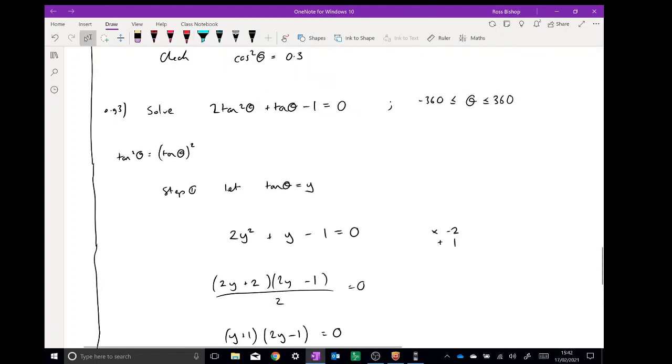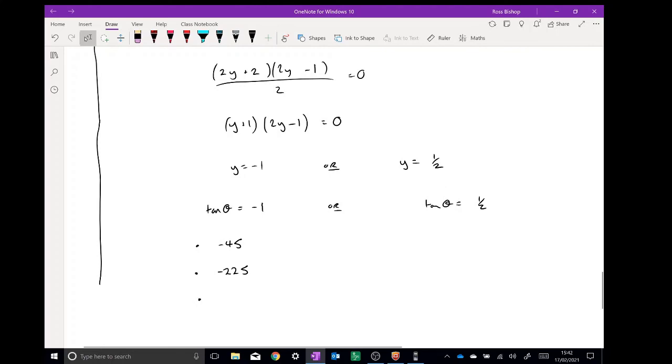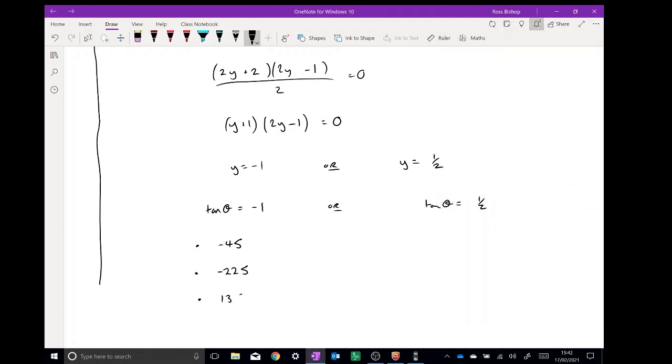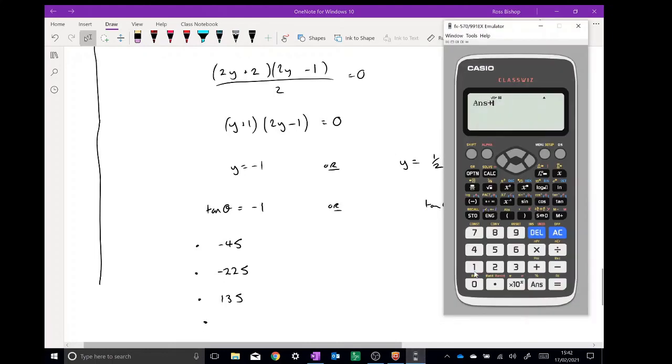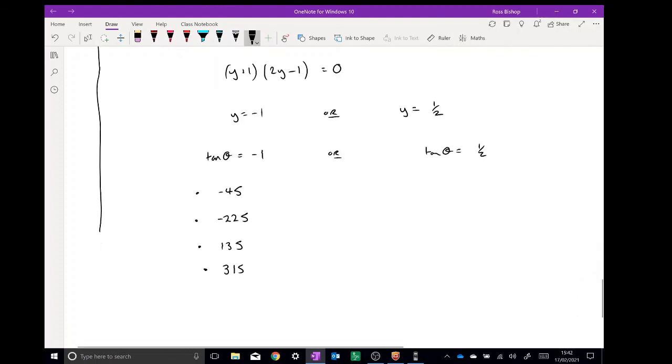Remember the range was this. You have to always refer back to the range at the start of the question. I could add 180 though, couldn't I? So I just had minus 45. If I add 180, I get 135. And I could probably add 180 again. Add 180 again, and I get 315. Yeah, that's still in the range. The next one's going to be bigger than 360, so I'm going to stop there. So I've got 4 answers from that side.